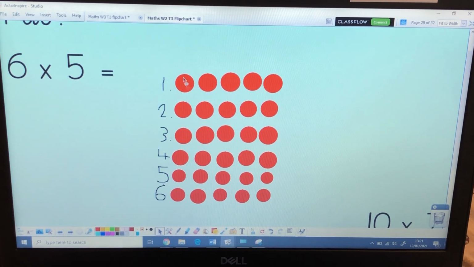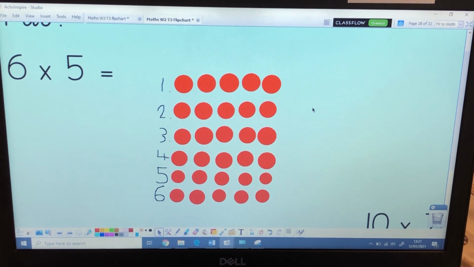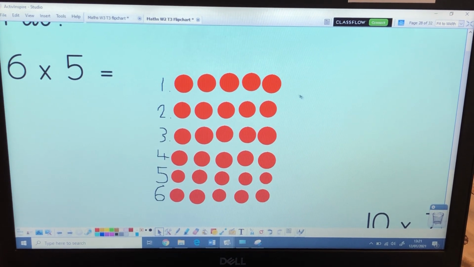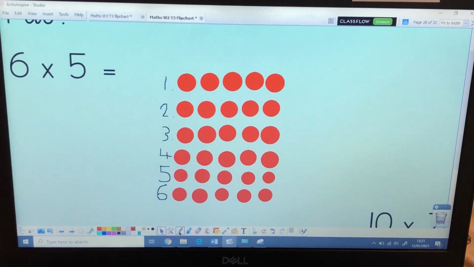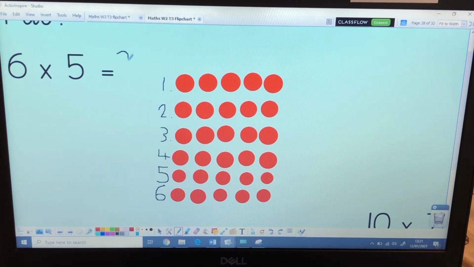We don't always have to count them individually. If we know that there are 5 in each group, we can just count up in 5. So that'll be a lot quicker. You ready? 5, 10, 15, 20, 25, 30. So our answer to 6 times 5 is 30.